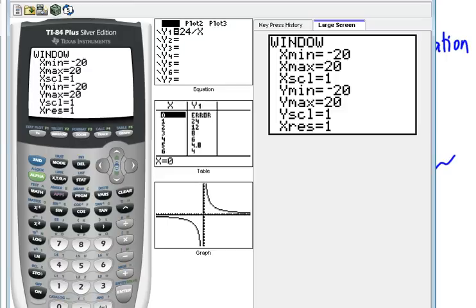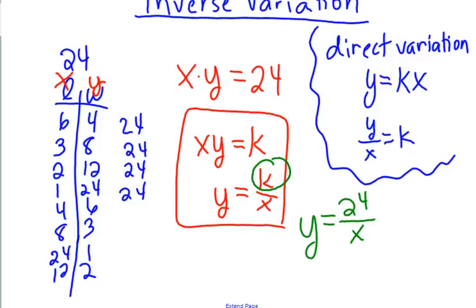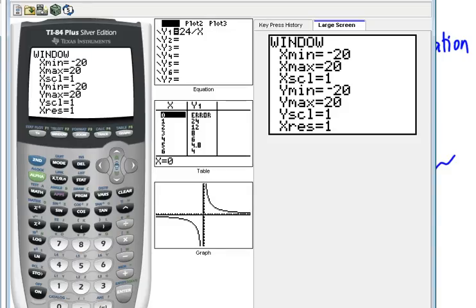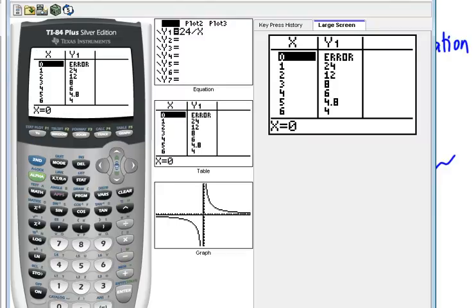Now if you look at my table, what happens when X is 0? There's an error. Why is that? If you look at the equation, what happens if X is 0? It's undefined, isn't it? You can also look at your table if you want by hitting the second button and the graph button. If you hit second and graph, it'll give you a table. And do you see that it gives you a zero, it's an error?